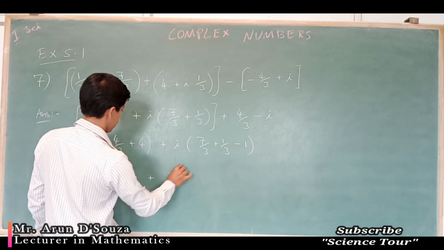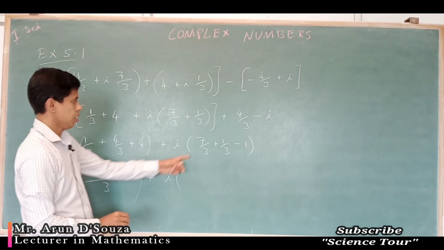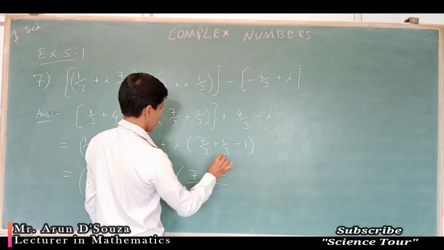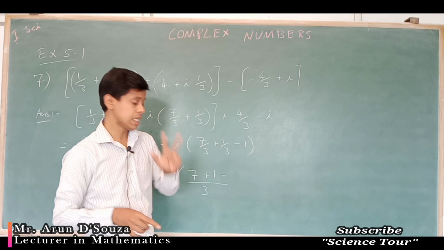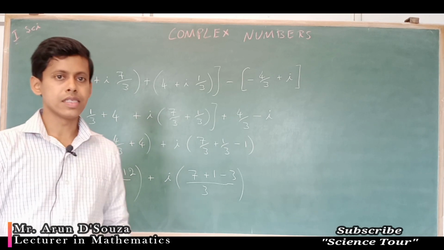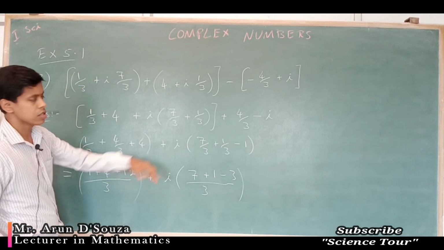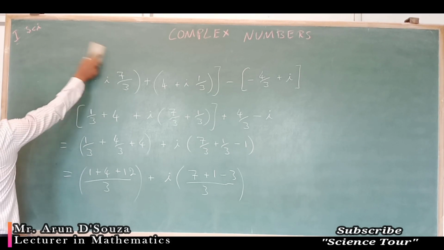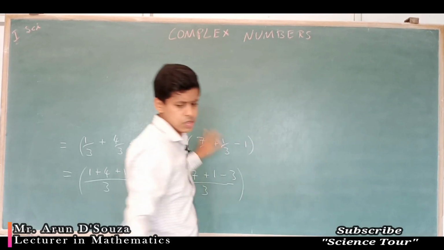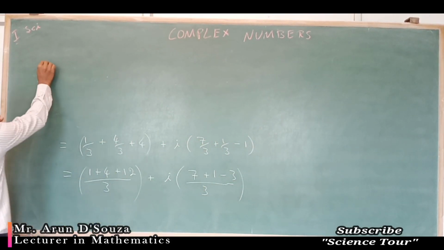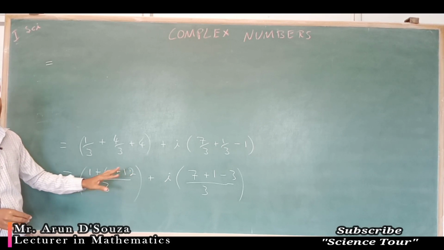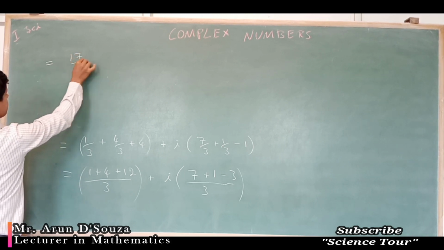Plus i common. Now 3 is the LCM again. So this is 7 plus 1, and how much do you have to multiply here? 3. Therefore, you have arrived at this step. Now what is left is just to add the numerators. That's it. So how much do you get here? 1 plus 4, 5. 5 plus 12, 17. So this is 17 by 3.